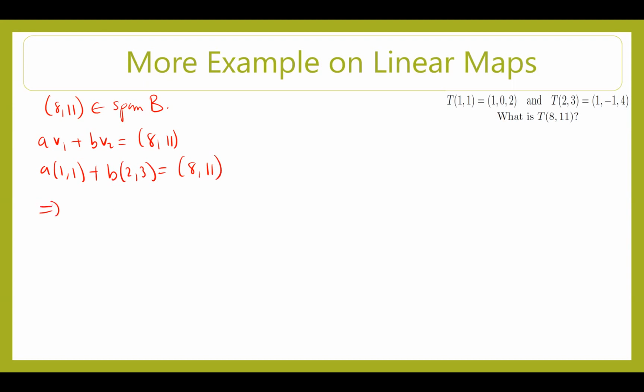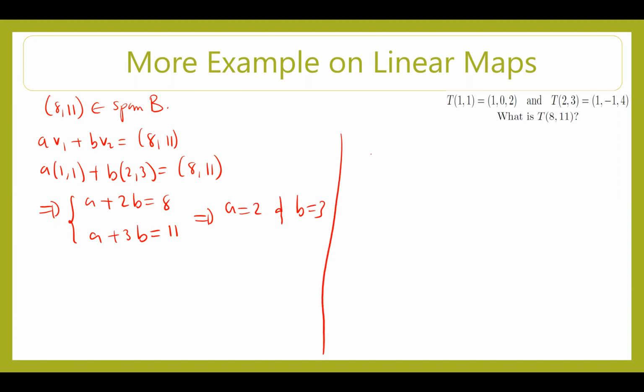If you open this up, you will get a system of equations: A plus 2B equals 8, and A plus 3B equals 11. This is a very simple pair of simultaneous equations that you can solve. You will get A equals 2 and B equals 3. Now I can check: 2 times (1, 1) plus 3 times (2, 3) is certainly (8, 11).